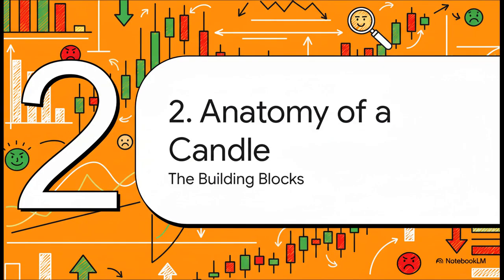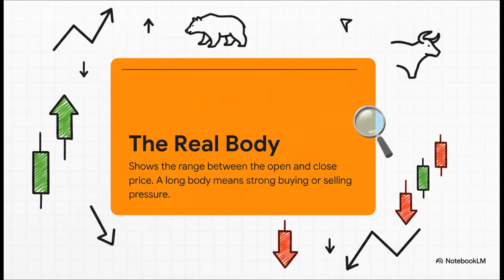Okay, so if we're going to learn this new language, we have to start with the alphabet, right? So let's break down the anatomy of a single candlestick. I promise, once you get this, everything else will start to click into place. First up, we've got the real body. That's the thick, chunky part of the candle. Now, if you see a long body, that tells you one side was clearly in control. It's like a shout, not a whisper. It shows you there was really strong momentum in one direction.